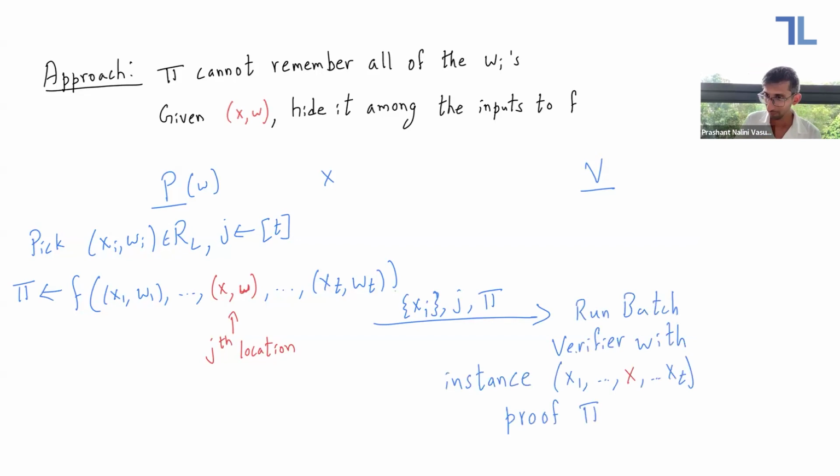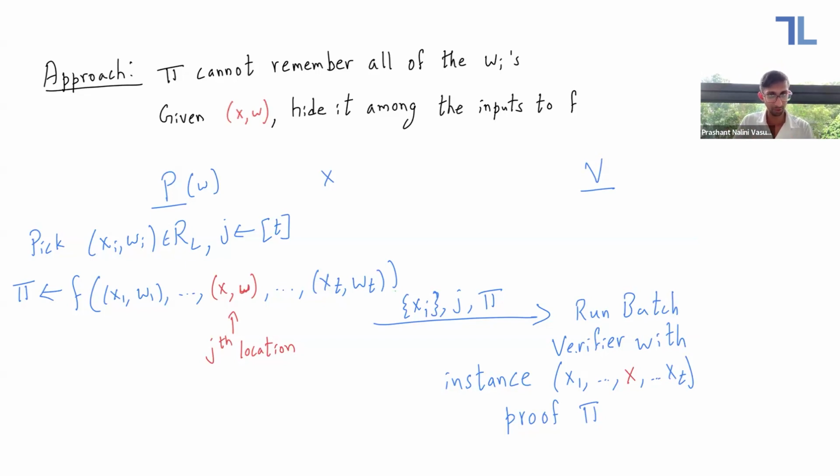Right? And then the verifier will simply run the batch protocol's verifier with the instance that the prover told it about. The prover said, I picked x1 to xt and I put the x in the jth location. The verifier will say, okay, I will construct that instance where I have x1 to xt and x in the jth location. And then take the proof pi that the prover sent it and think of this as the batch protocol's proof string, and then it just runs the verifier from that.